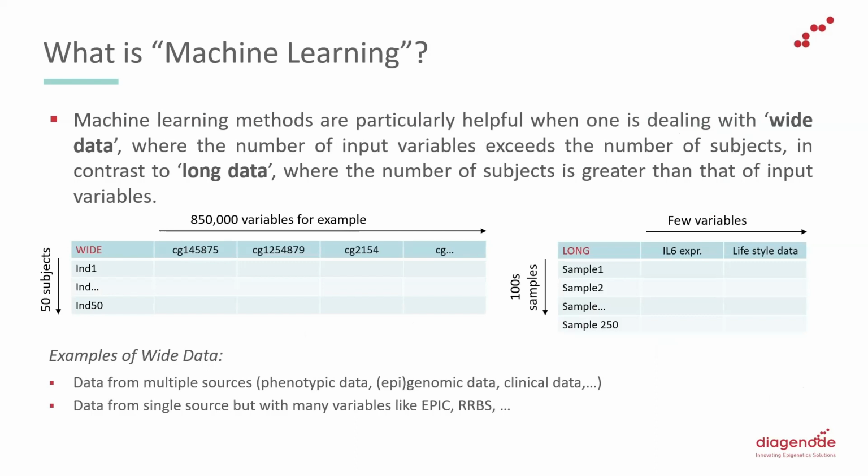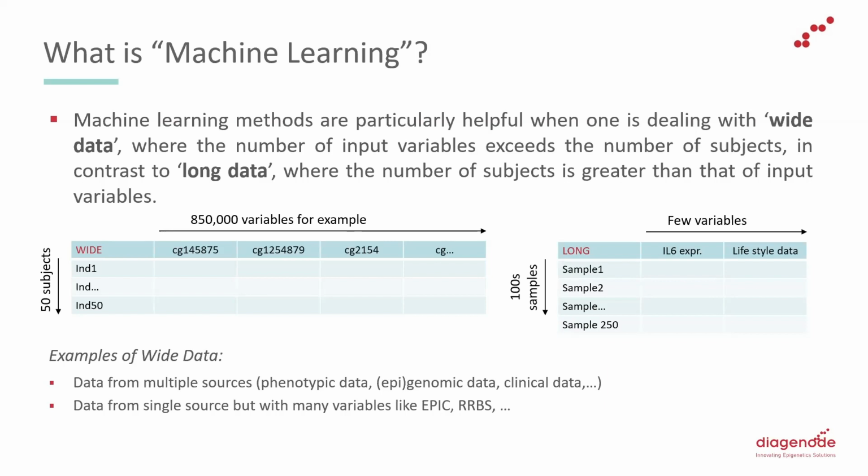Machine learning is particularly helpful when we are dealing with what we call wide data, in contrast to long data. Wide data refers to a data set where we have many variables in comparison to the number of subjects or samples. Examples of wide data can be when the data sets originate from multiple sources. If you are combining phenotypic data like age and gender with genomic or epigenomic data, for example the presence or absence of a SNP, or any sort of clinical data, the recurrence of a disease, for example, that will create a huge amount of different variables for each individual or sample to be analyzed.